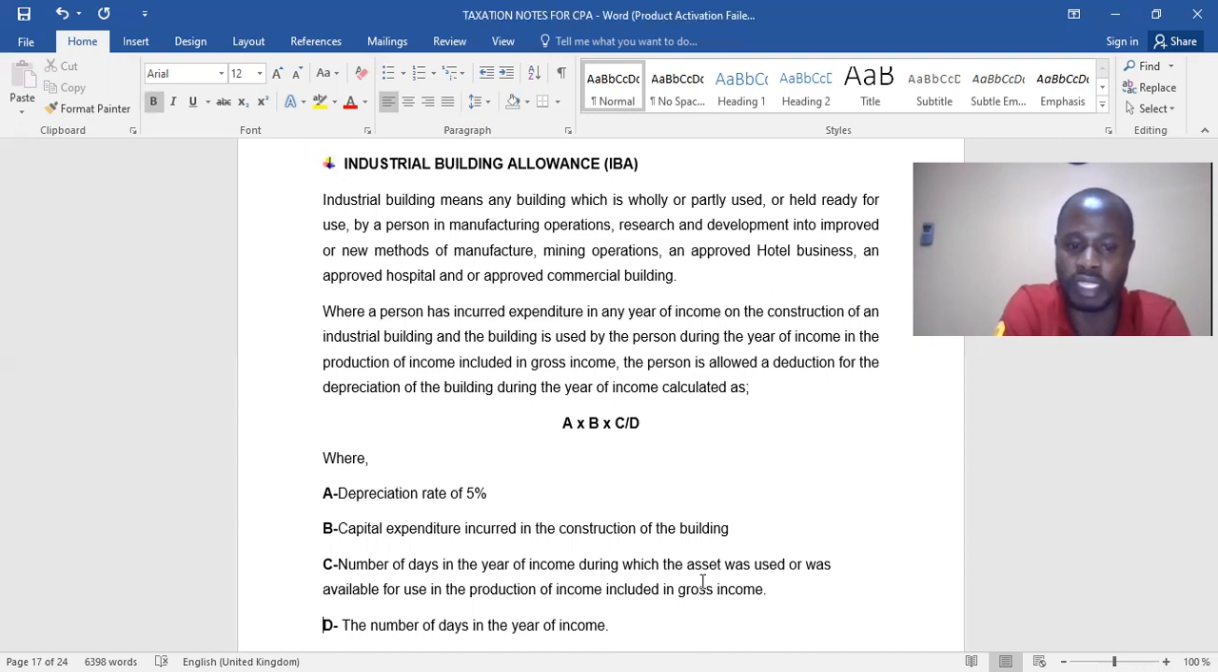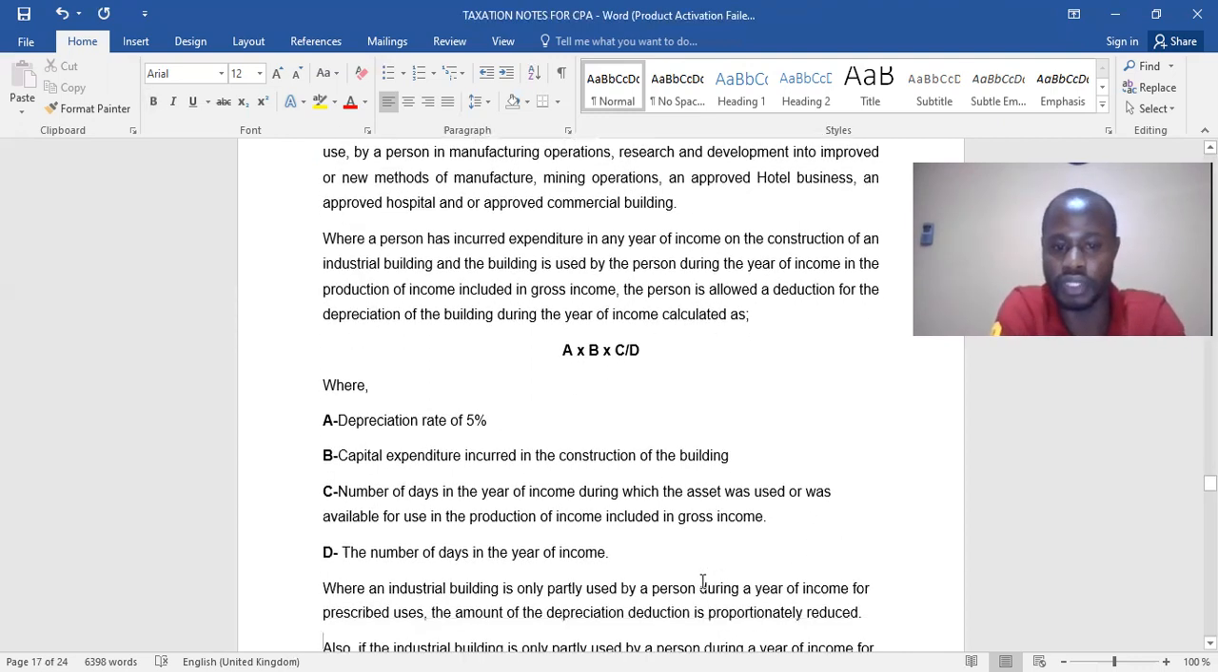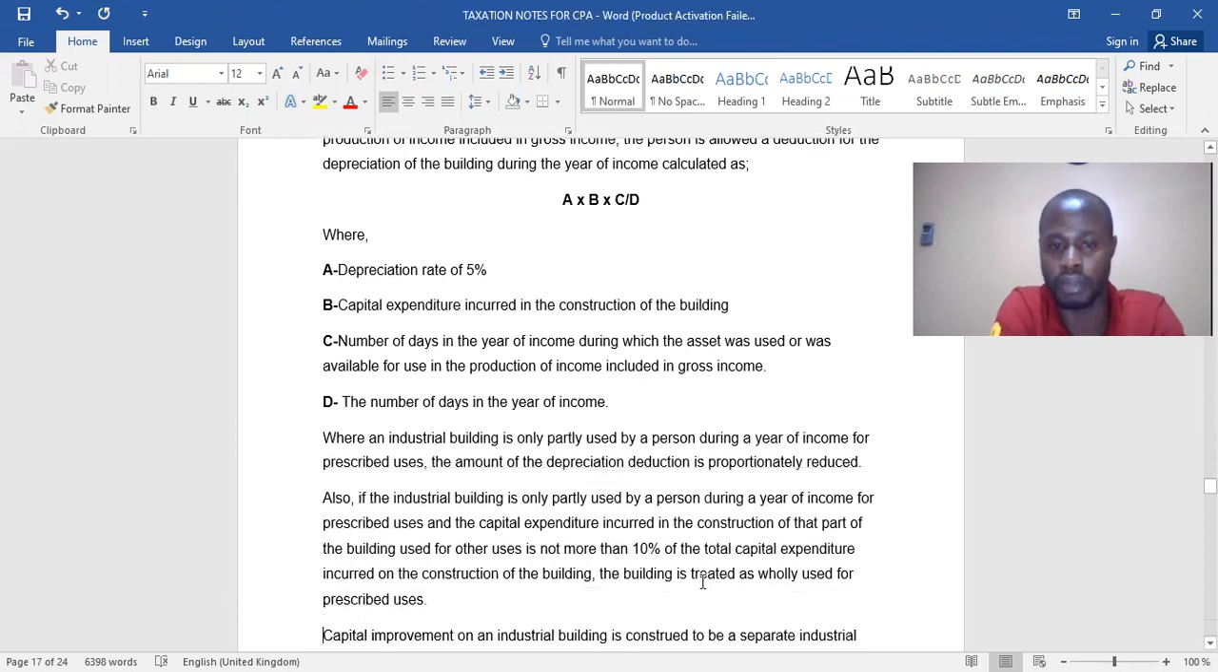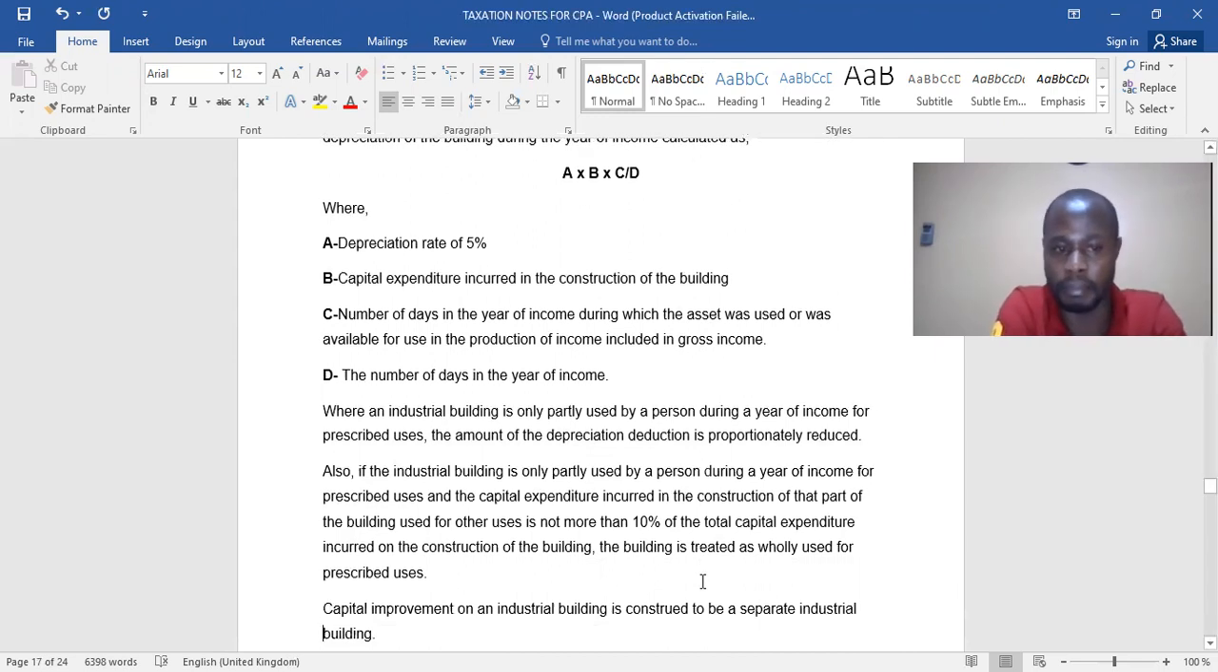C is the number of days in the year of income during which the building was used or was available for use in the production of income included in gross income. And D is the number of days in the year of income.